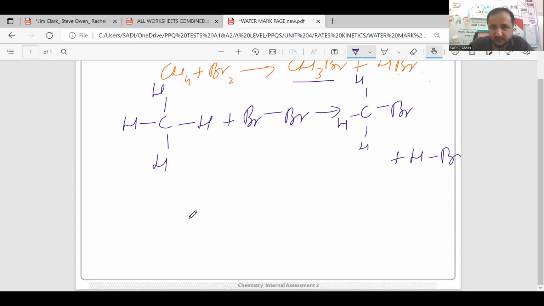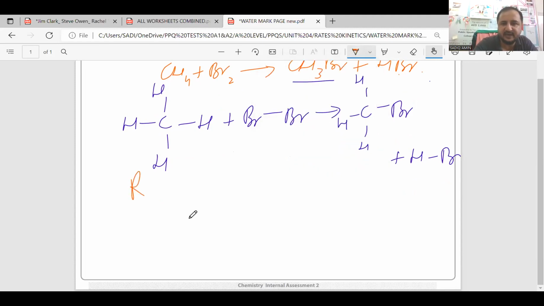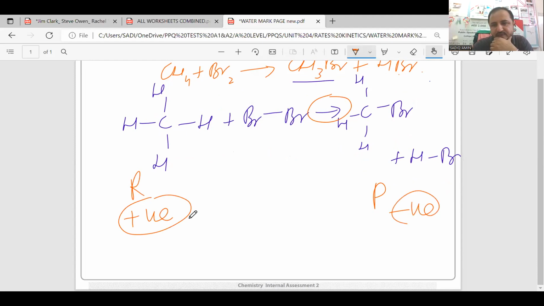Now, we need to see that this is the reactant side and this is the product side. Keep in mind the arrow is there in the middle. When you see this sort of equation, the reactant side is always positive with values and the product side is always negative with values. Are we clear with this?